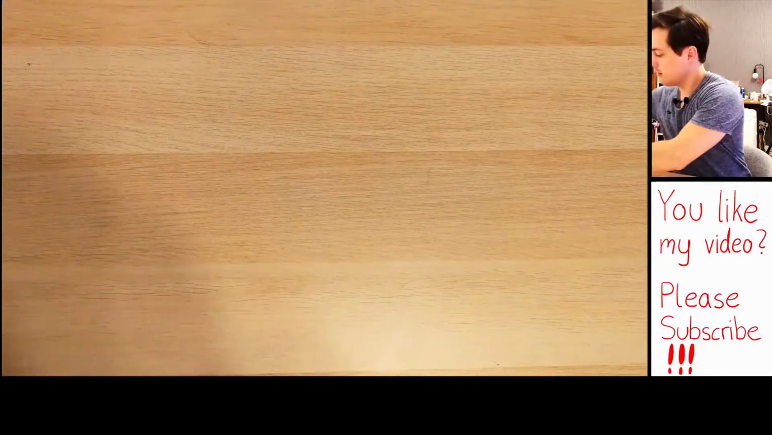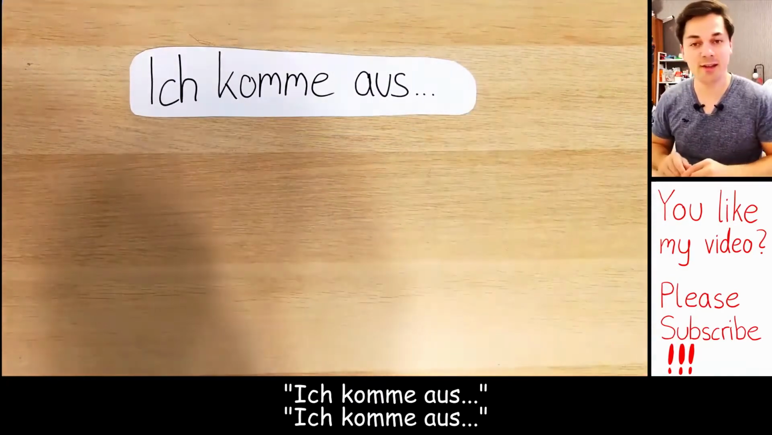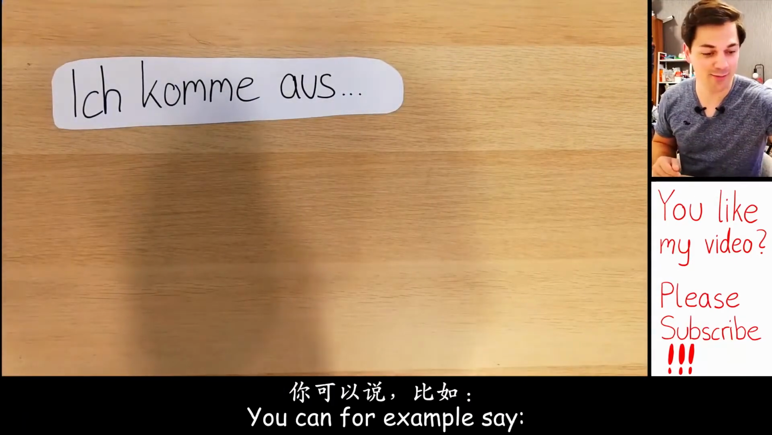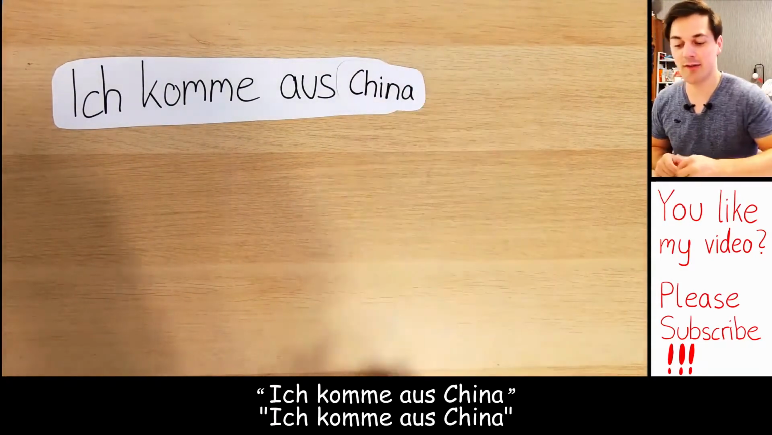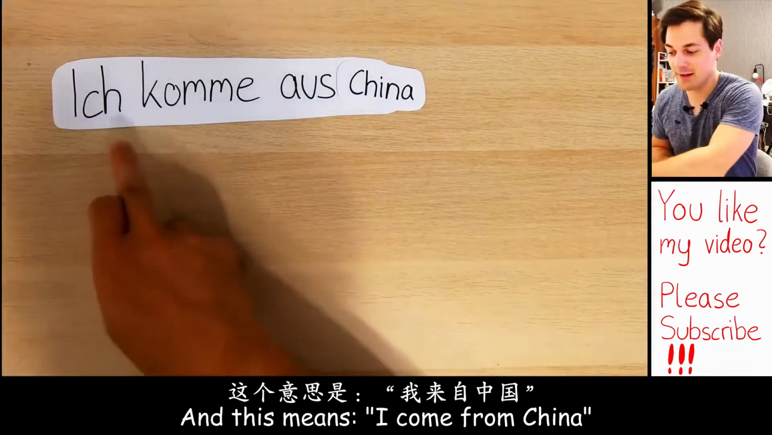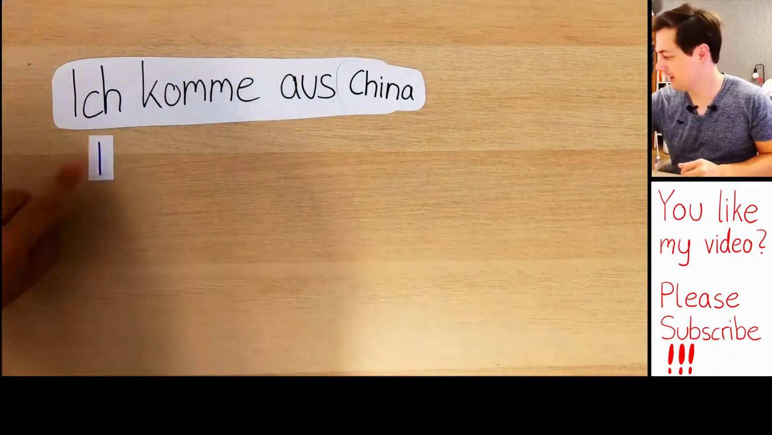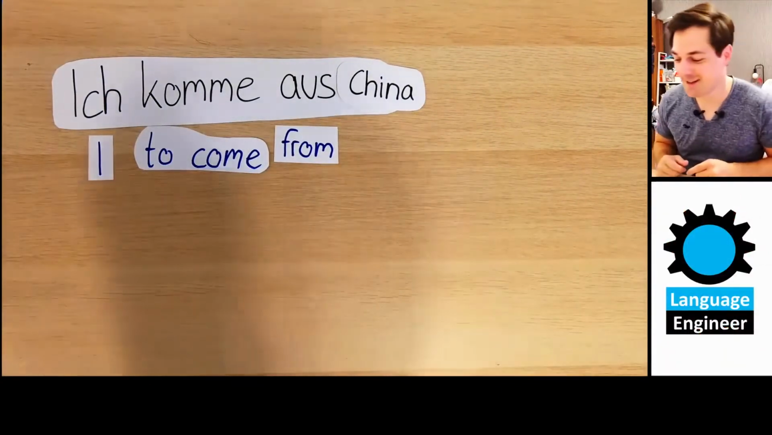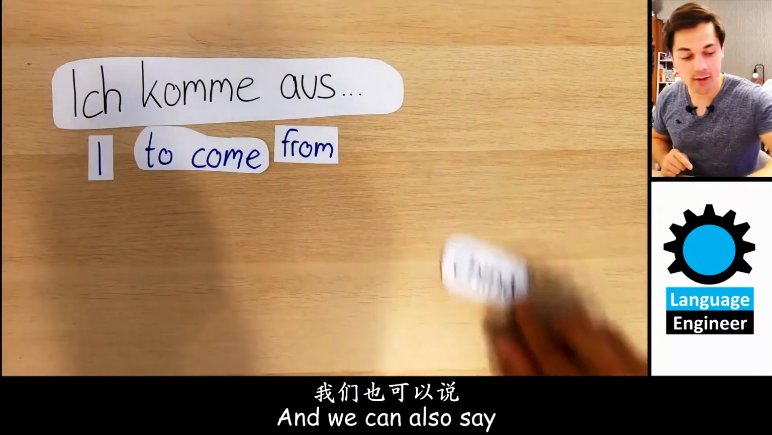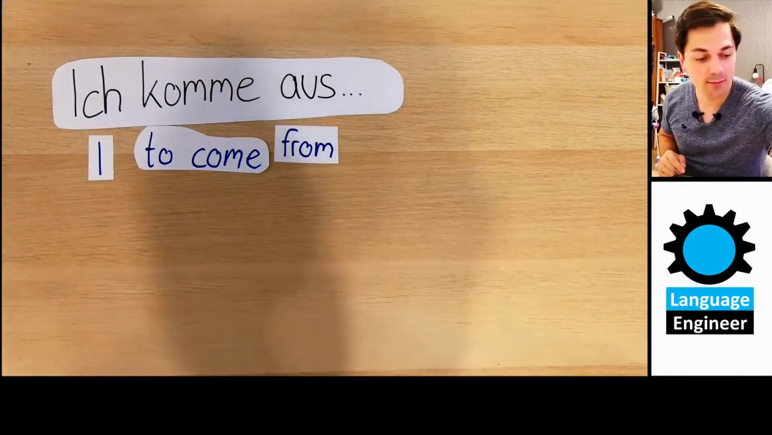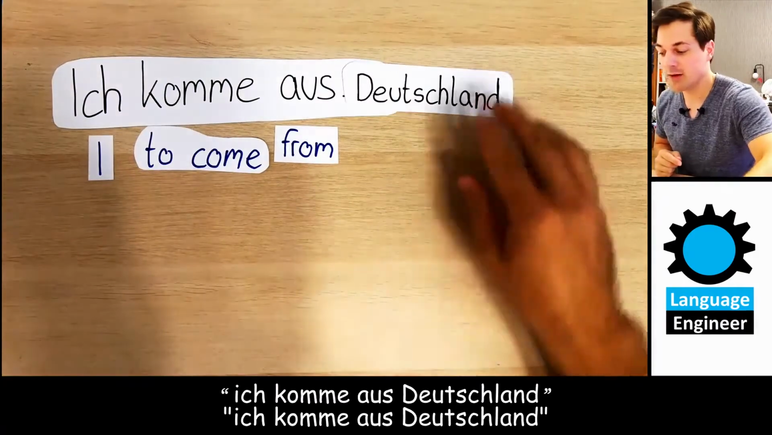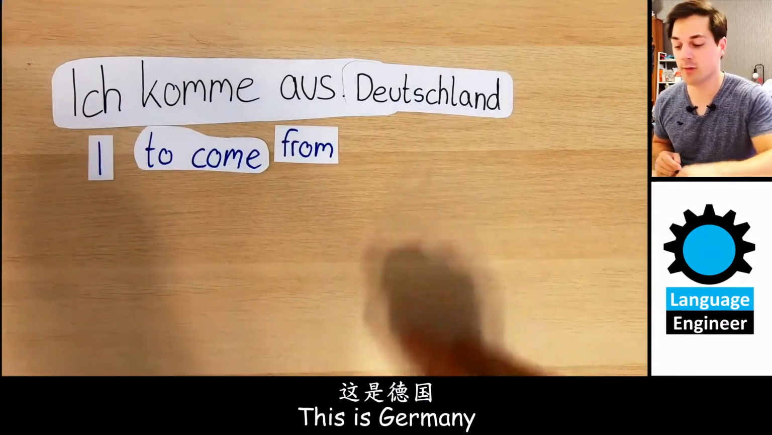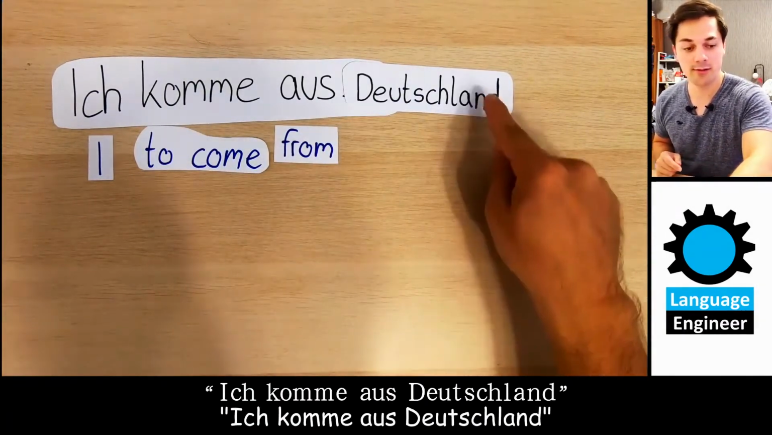Okay, and then this is the answer. Ich komme aus. And then where you come from. So you can, for example, say, Ich komme aus China. And this means I come from China. And we can also say Ich komme aus Deutschland. And this means I come from Germany.